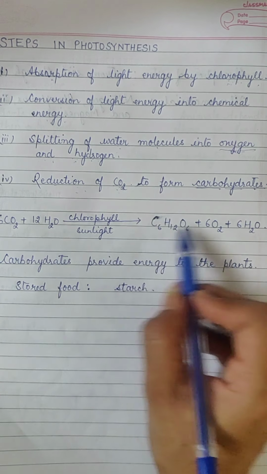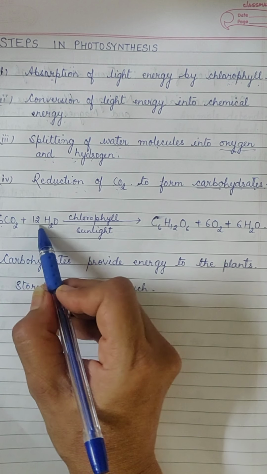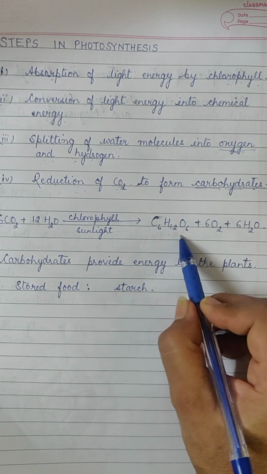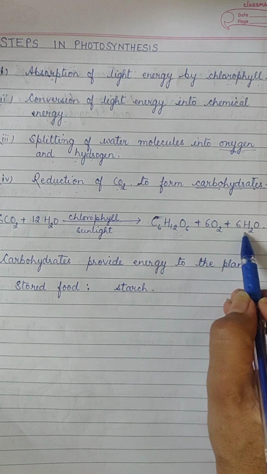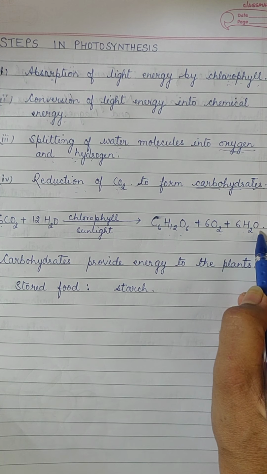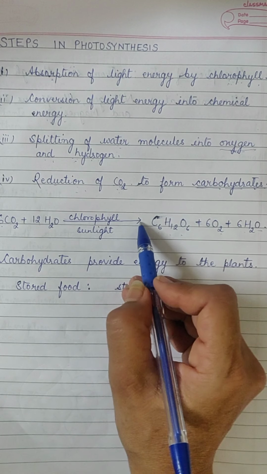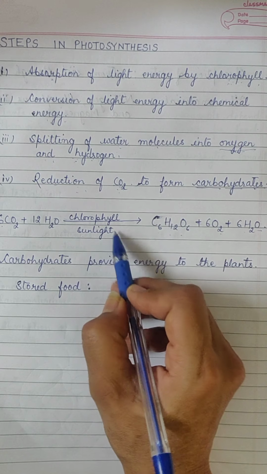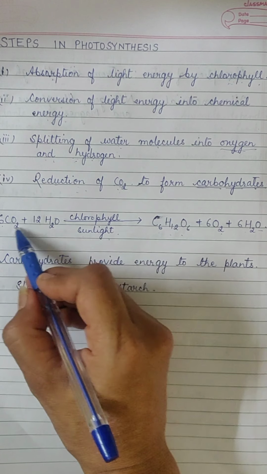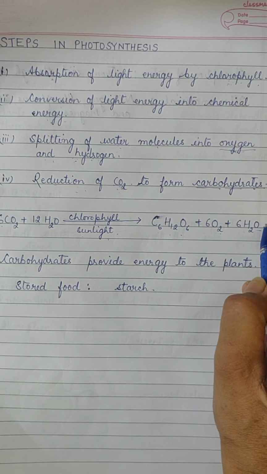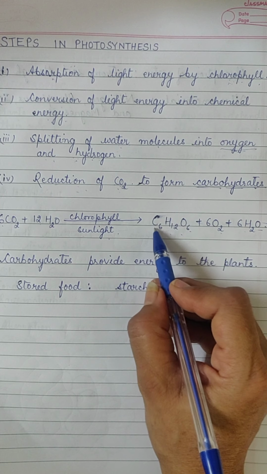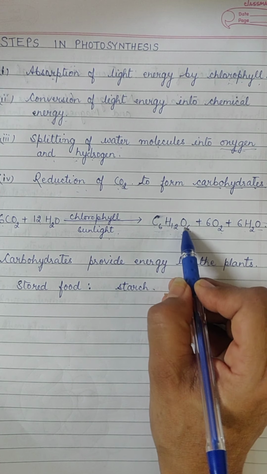Okay. The equation for photosynthesis is 6CO2 plus 12H2O gives C6H12O6, 6O2 and 6H2O. Okay. Now, on the arrow we have written the reaction conditions: chlorophyll and sunlight. In the presence of chlorophyll and sunlight, this reaction will take place. Carbohydrates. Glucose is a carbohydrate. It contains carbon, hydrogen and oxygen.